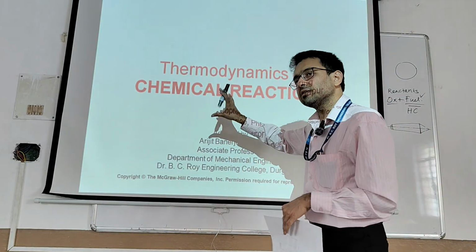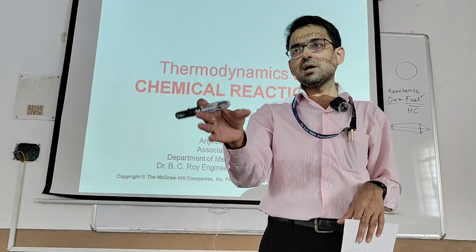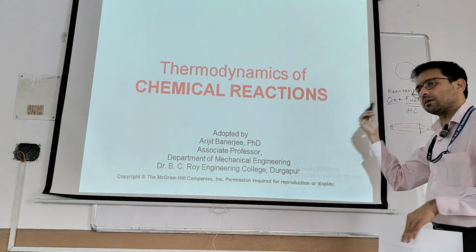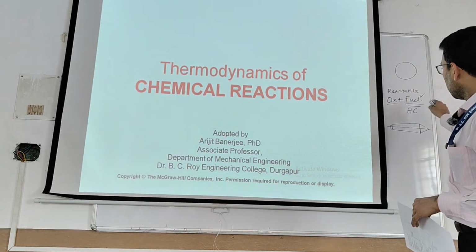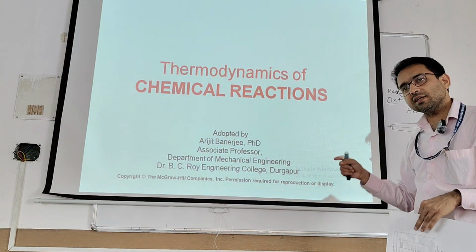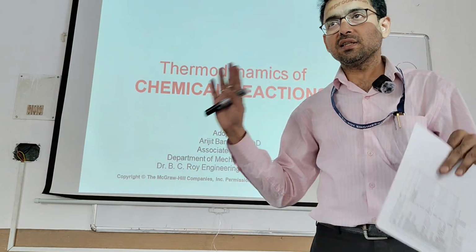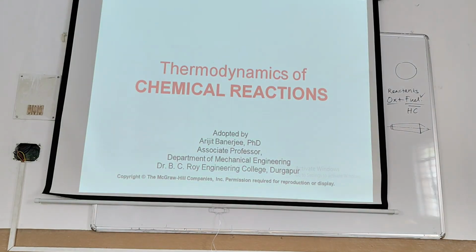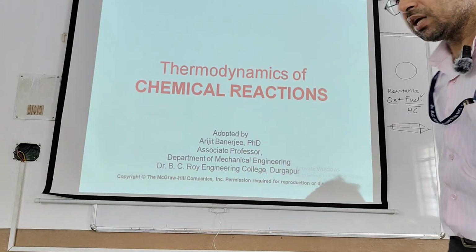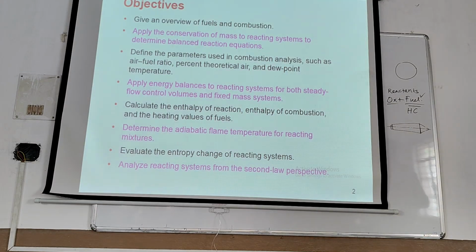So, first we will discuss the chemical reaction, that is, what the components of a chemical reaction are: the fuel, and then the oxidizer, oxygen or air. After that, for the chemical reaction, the mass balance, energy balance and entropy balance, and Gibbs free energy, that is the criteria. Clear? That is the brief. Next we will go towards the objectives.